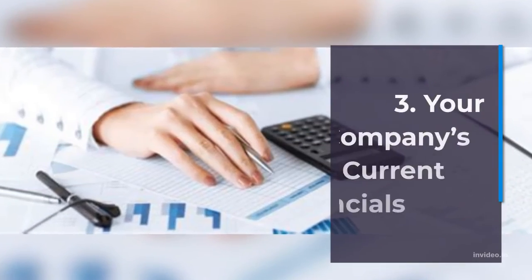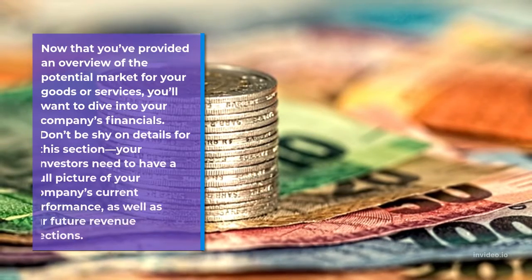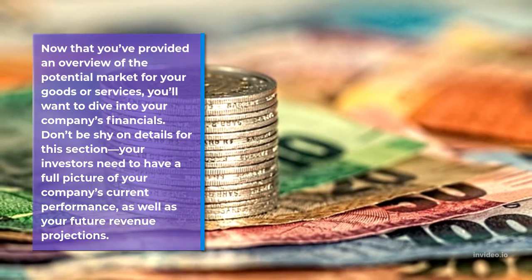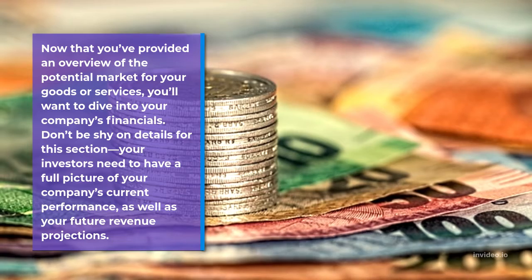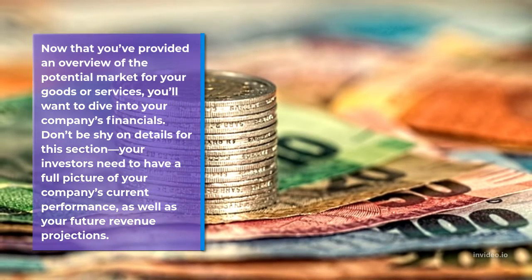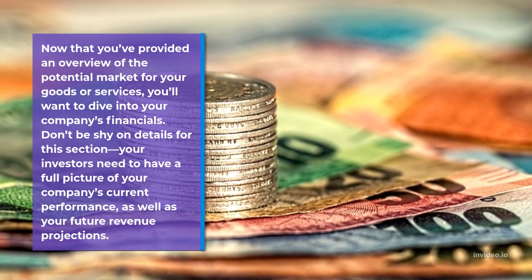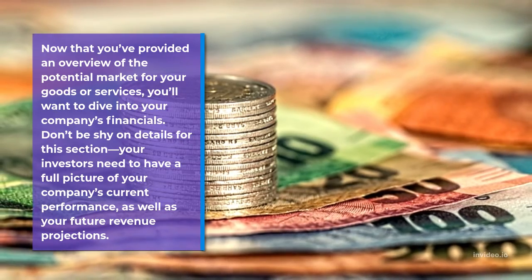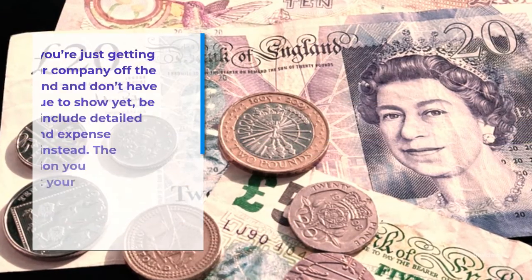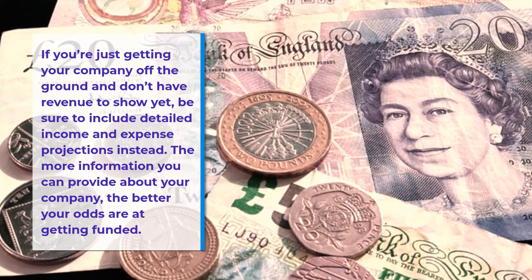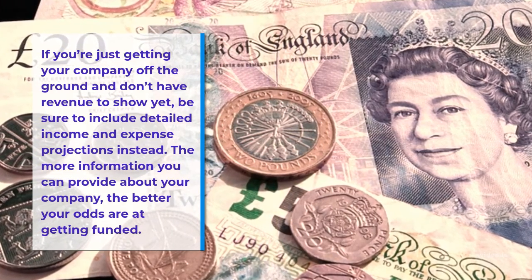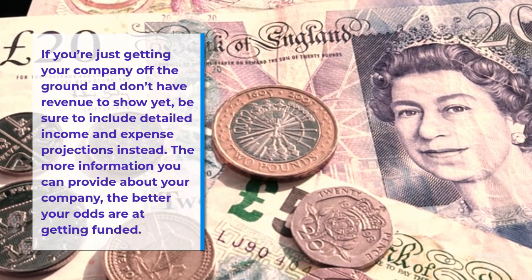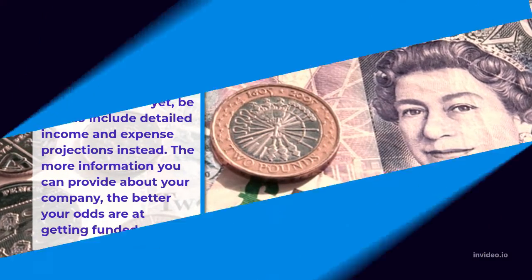3. Your company's current financials. Now that you've provided an overview of the potential market for your goods or services, you'll want to dive into your company's financials. Don't be shy on details for this section. Your investors need to have a full picture of your company's current performance, as well as your future revenue projections. If you're just getting your company off the ground and don't have revenue to show yet, be sure to include detailed income and expense projections instead. The more information you can provide about your company, the better your odds are at getting funded.